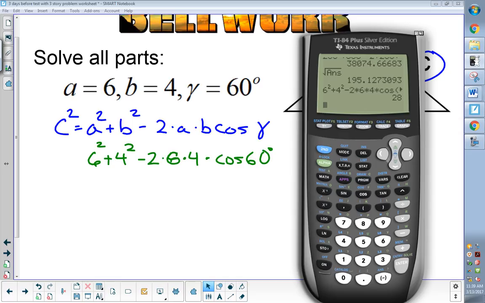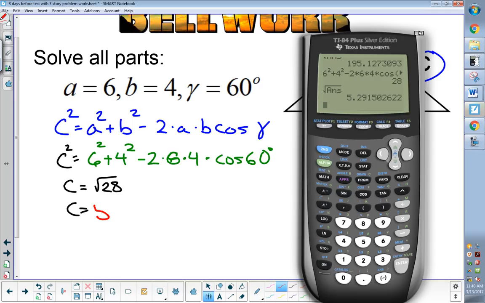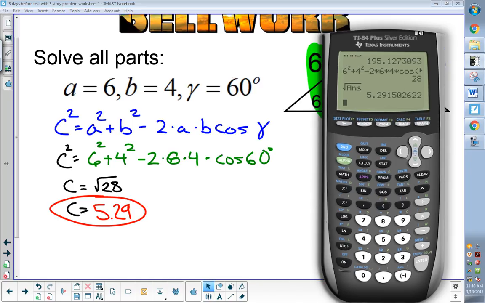Is 28 my answer to this problem? No. That's what C squared is equal to. So if I want to know what just C is, I need to take the square root of 28 to get a decimal. So I'm going second square root. 28 is easy to type in, so you can type in 28. I'm going to hit second and the negative key. Second negative gets me that ANS, the previous answer. I don't even have to type anything in. My answer is 5.29. That's a side length. Yep, I know what C is. C is 5.29.